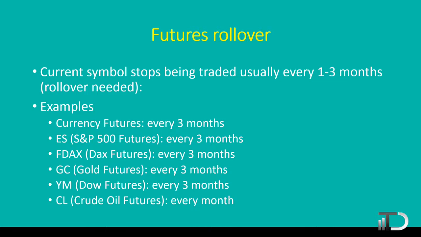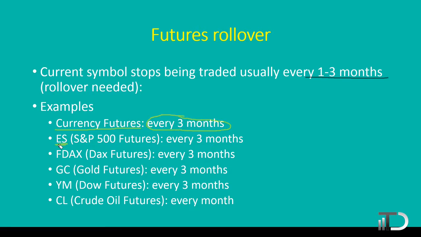The expiration of different trading symbols, different futures instruments, sometimes differs, and usually the current symbol stops being traded every 1 to 3 months. Which means that the rollover is needed every 1 to 3 months. So here you can see some examples. For currency futures, like for example futures on the euro, Australian dollar, Japanese yen, Canadian dollar, Swiss franc or New Zealand dollar, all those futures on the major currencies expire every 3 months, which means that every 3 months you need to do the rollover.